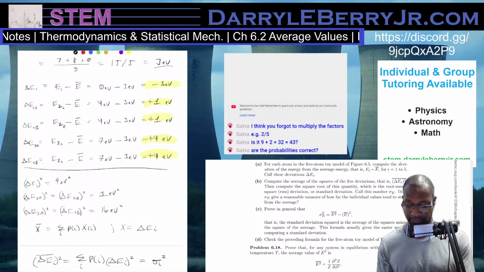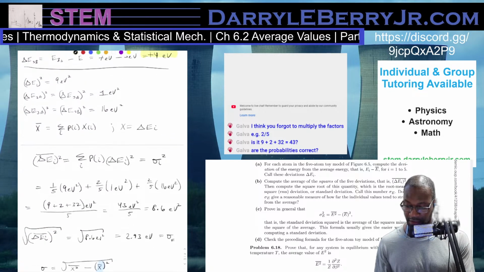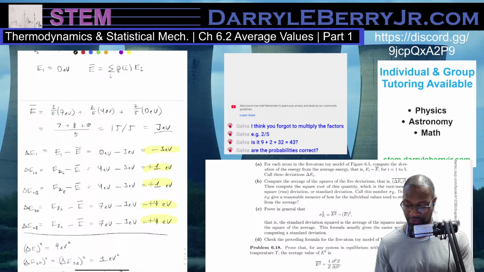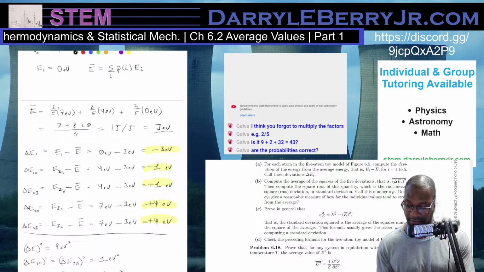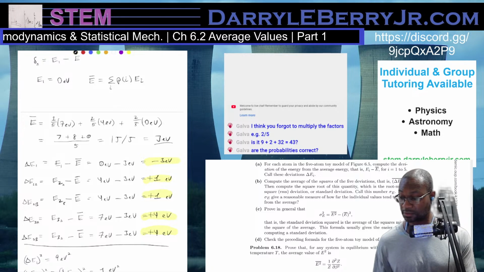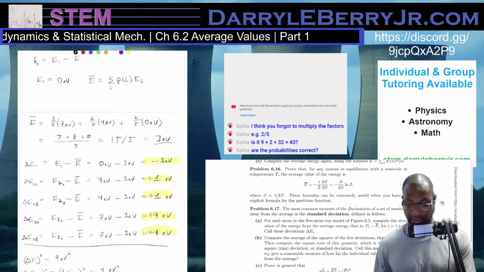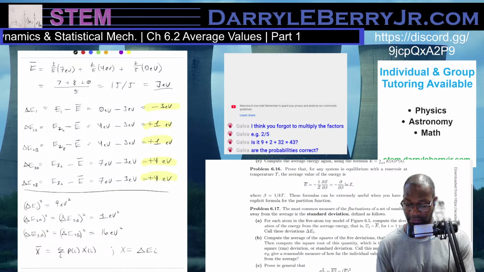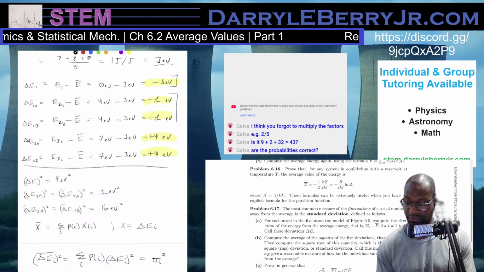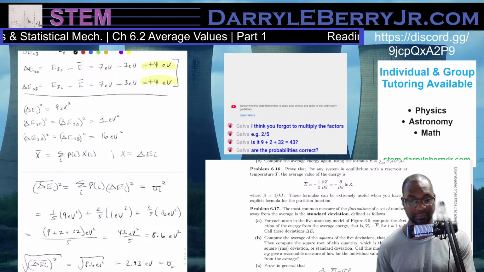Now the probability is correct. I believe they are, because we have the change in energy here, which is the energy of the particle minus the average, as they have it here. And that seems to be right. 0 minus 3, 4 minus 3, 4 minus 3, 1, 1. And we have one of these, two of these, and two of these. So I believe that part is right.